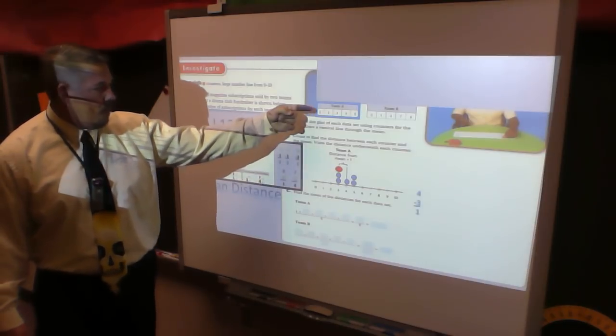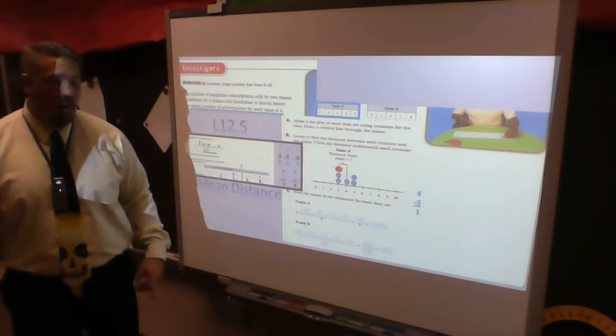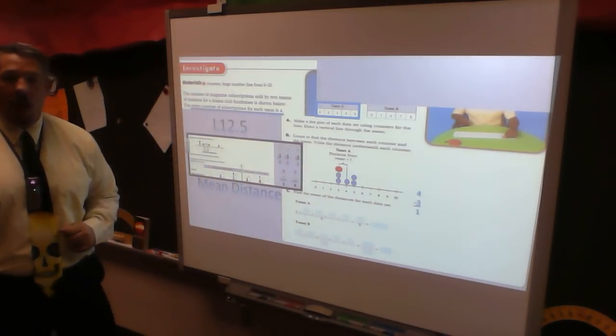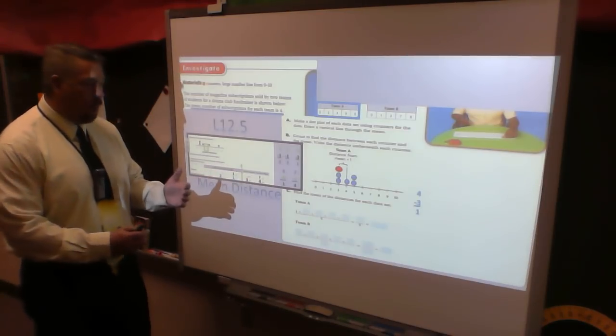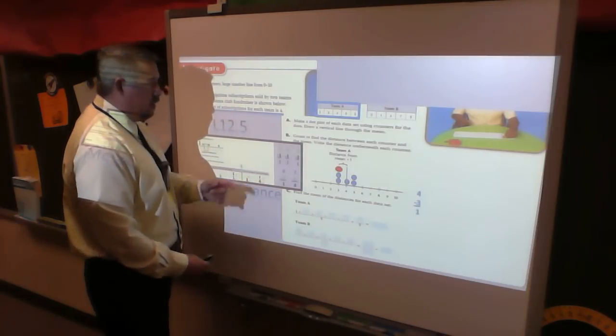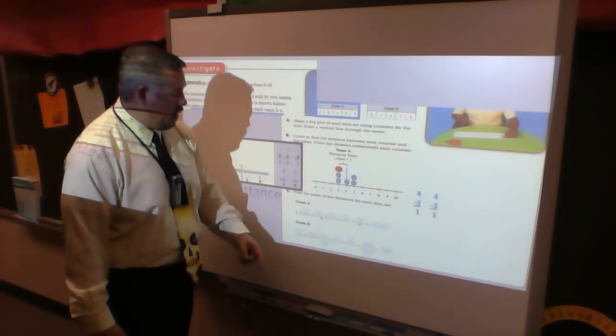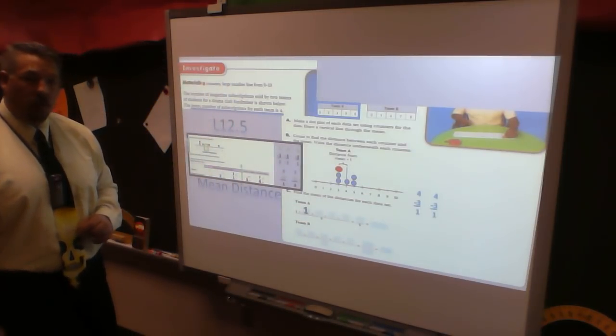And when I take 4 minus 3, I get 1. That's where this 1 came from down here that's already in your book. But then I have to go point by point. Here's another 3. So 4 minus 3 again is still another 1.